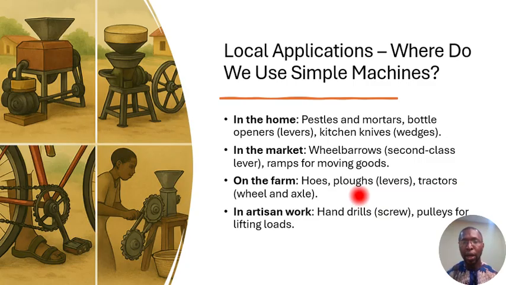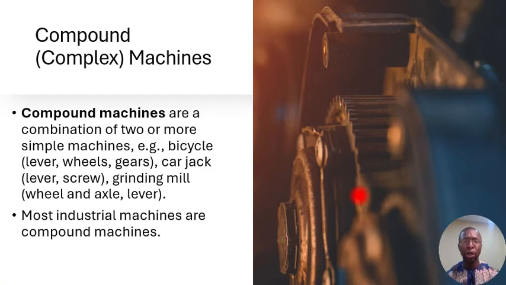Right? Now, let's talk about compound machines, sometimes called complex machines. The compound machines are just a simple combination of two or more simple machines. That's it. For example, the bicycle that we ride is a combination of lever, wheels, and gears. The wheels are the two tires we have. Okay, the lever is just the pedal you're pressing, and then of course the gears are the ones that control both the front tire and the back tire, bound together by the chain.